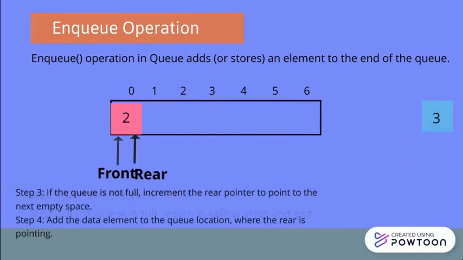So here we can see that a queue is empty, so we can add the element easily. In step 3, if the queue is not full, increment the rear pointer to the next empty space and add the element to the queue location where the rear pointer is pointing. So we can see after adding element 3, the rear pointer is pointing to 3. And now if we add another element 4, the rear pointer points to 4. Likewise, when we add a new element, the rear pointer keeps on moving till it reaches the full space.